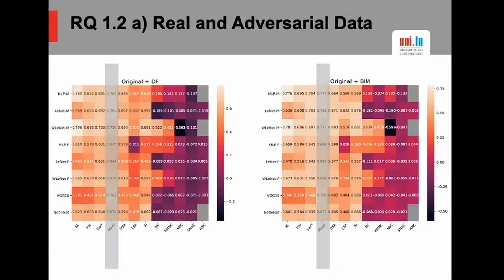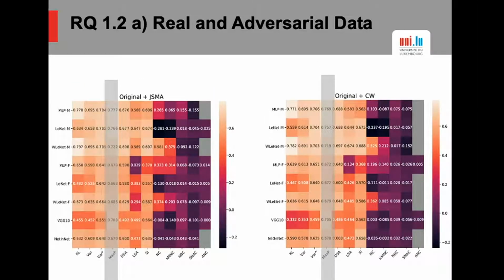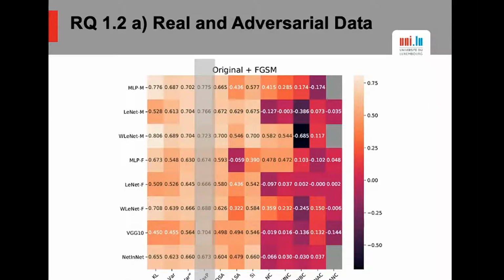The two figures are for the DF and BIM attacking algorithms, and we can see that MaxP is better than the others. The two figures are for the JSMA and CW algorithm results. We can get the same conclusion. The figure is for FGSM.